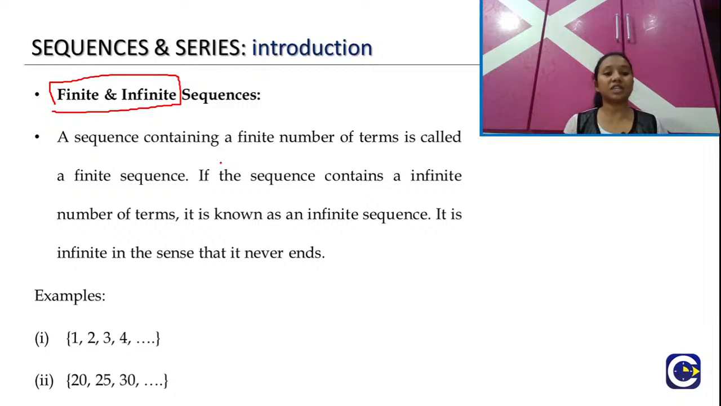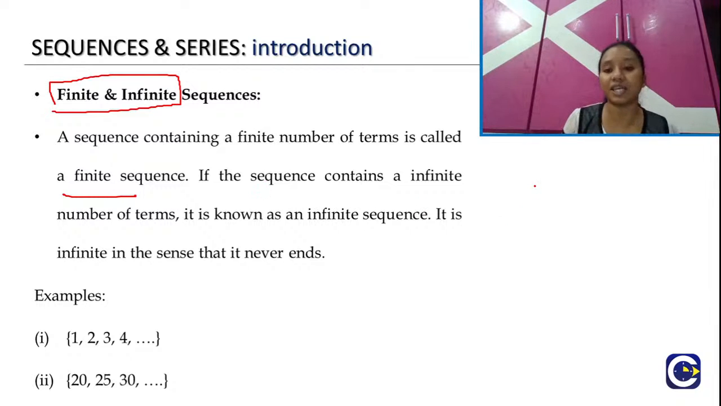A sequence containing a finite number of terms is called a finite sequence, which means the number of terms should be countable. Right, so the number of terms present in that particular sequence can be counted. That means it will be a finite number. Right, so that particular sequence is called a finite sequence.